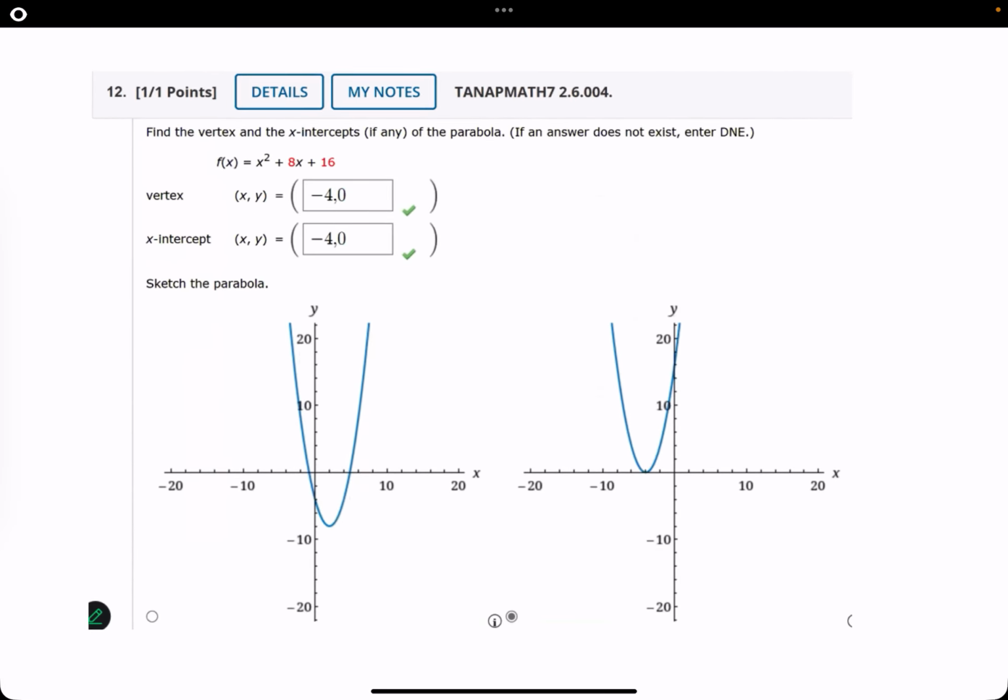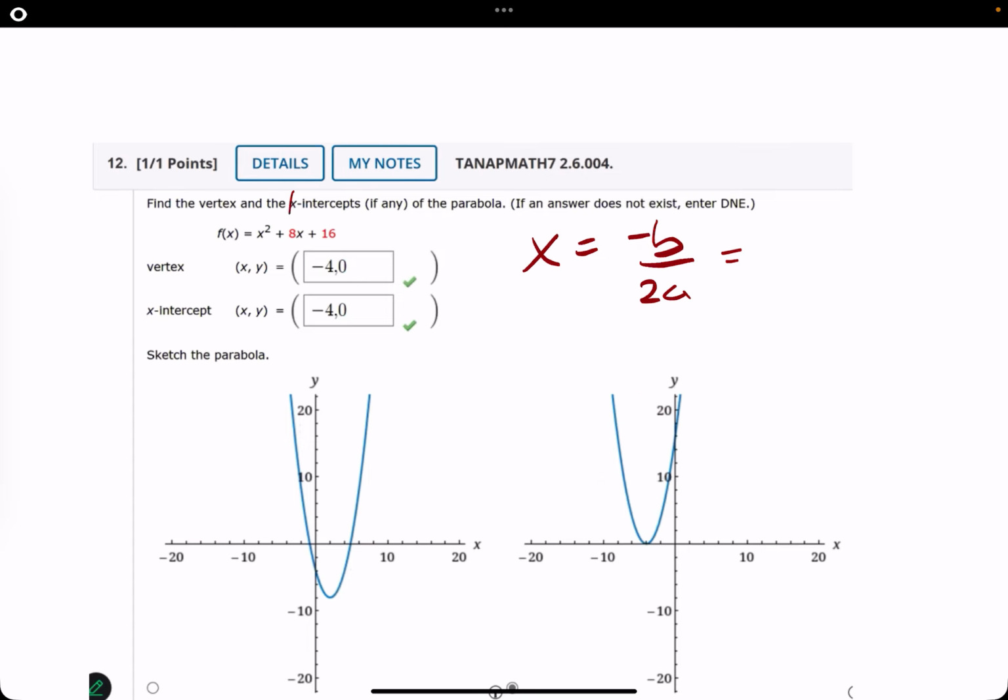Number 12, find the vertex and x-intercepts. Vertex, we always want to start with finding the x value of the vertex by doing negative b over 2a. That would be, in this case, negative b, which is 8. So negative 8 over 2 times a. A is 1. So 2 times 1 is just 2. So we get negative 4 for the x value of the vertex.